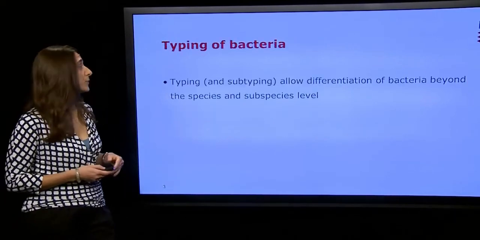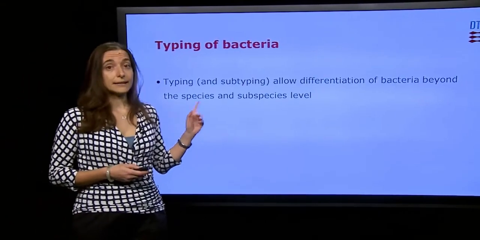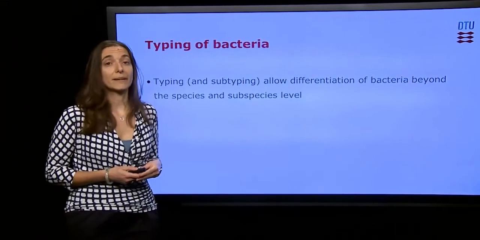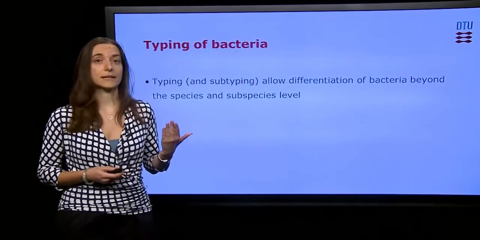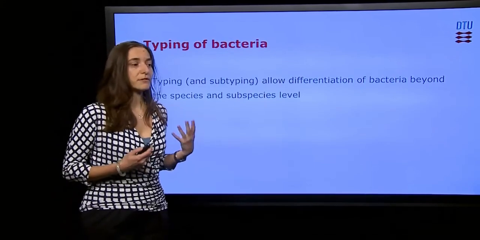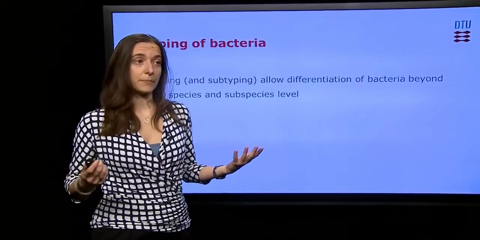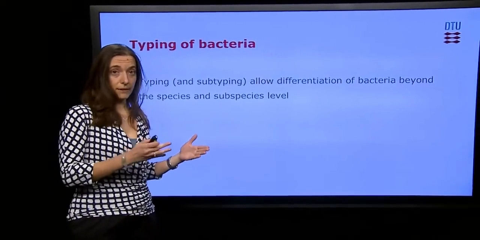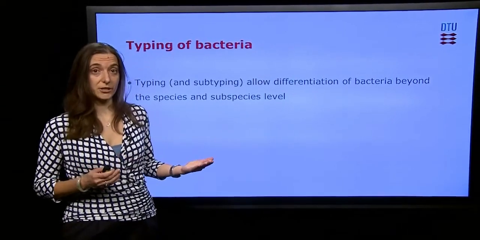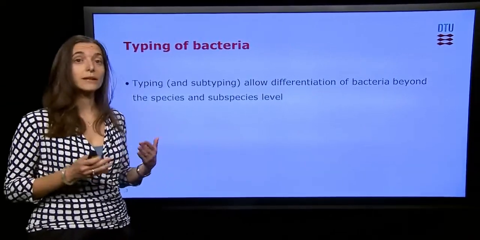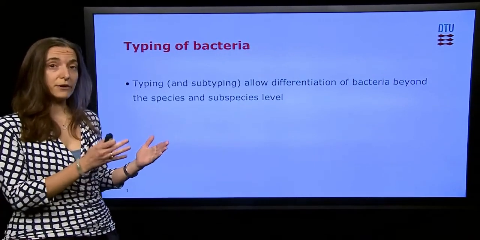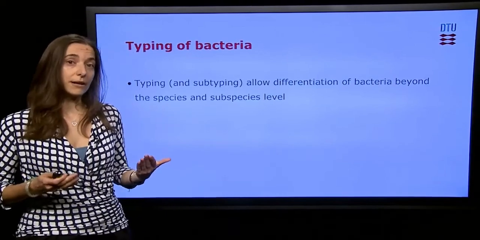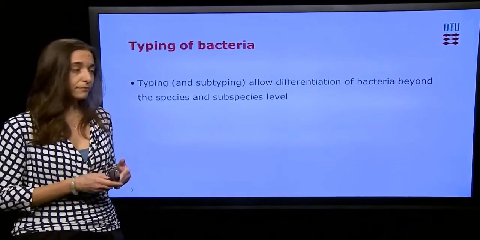To address the very first question, typing and subtyping of bacteria allow the differentiation of bacteria beyond the species or the subspecies level. In other words, for example, we take the species Homo sapiens, the human species, but we are all different individuals. If we take a bacterial species, for example, Escherichia coli or Staphylococcus aureus, within this species there will be many different individuals. And when we type or subtype them, we aim at recognizing these individuals.